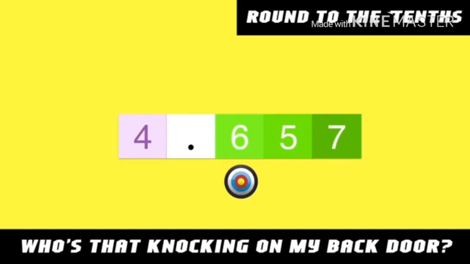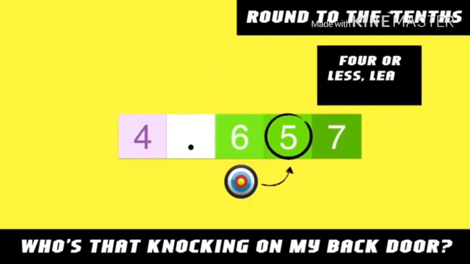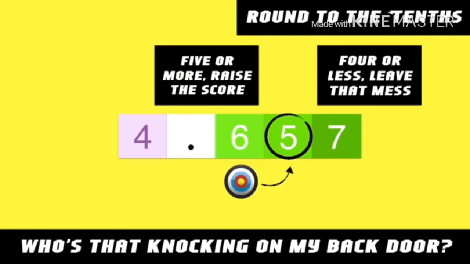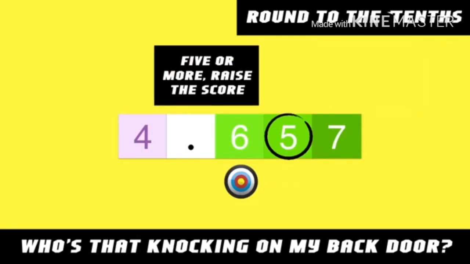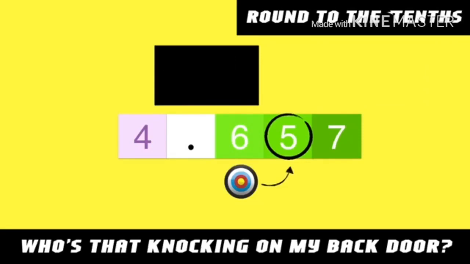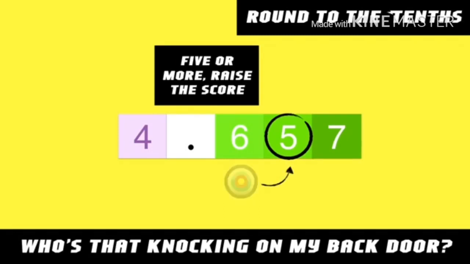Who's that knocking on my back door? When we look at the number placed behind 6, we see that it is a 5 knocking. So, will a 5 qualify as 4 or less, leave that mess, or 5 or more, raise the score? 5 or more is correct, since the number knocking on the back door is 5. Remember, we're rounding to our target number, so what would 6 rounded up, or raising the score, be? The 6 becomes a 7, rounding up 1.